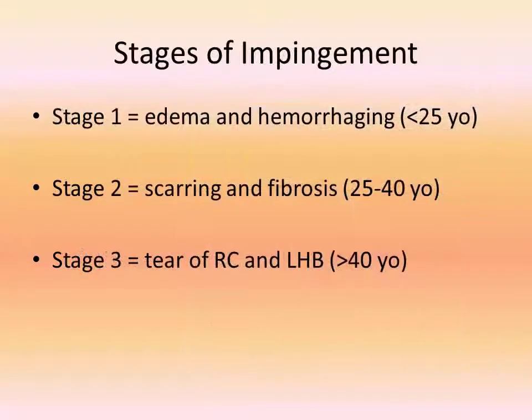There are three stages of impingement. Stage 1 consists of edema and hemorrhaging. This is what you will see in individuals who are under 25 years of age. Stage 2 includes scarring and fibrosis, and this occurs during ages 25 through 40. And then stage 3 includes a tear of the rotator cuff and the long head of the biceps. This occurs as people get over the age of 40.